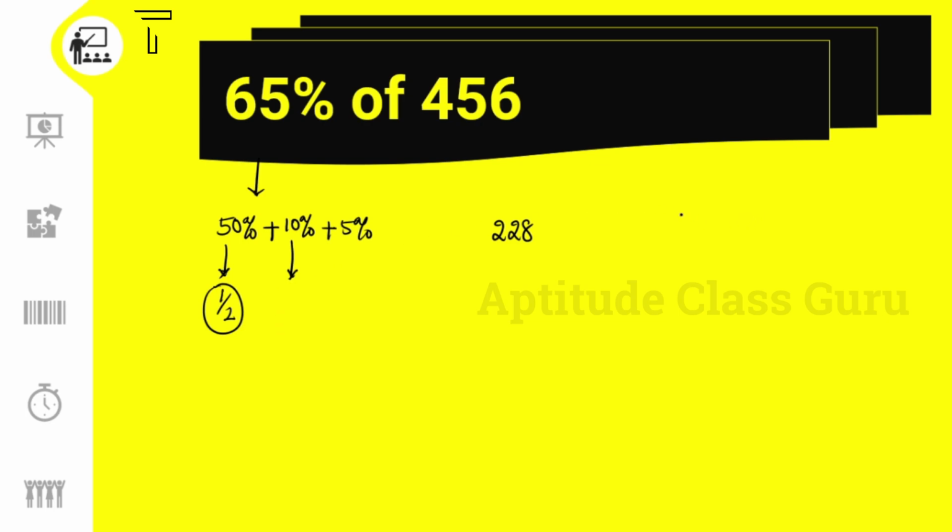10% of any number, for example 10% of 328, is found by moving the decimal point one position to the left. If you want to find 1%, the decimal point jumps by 2 positions. So 1% of 328 is 3.28, and 10% is 32.8. You can find it easily. And what is 10% of 456? Simple, right? 45.6.